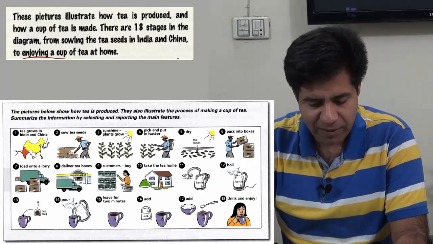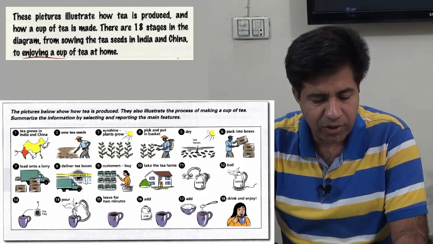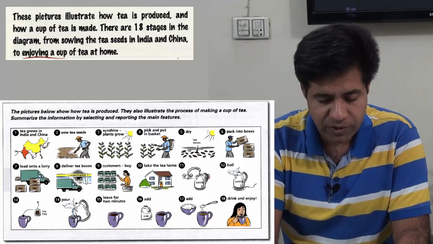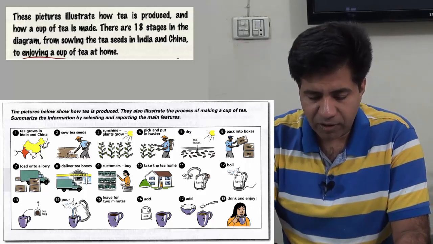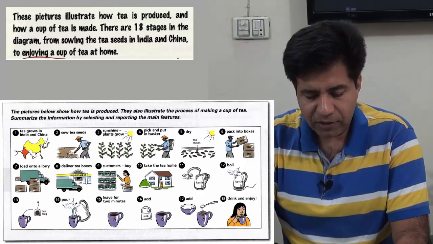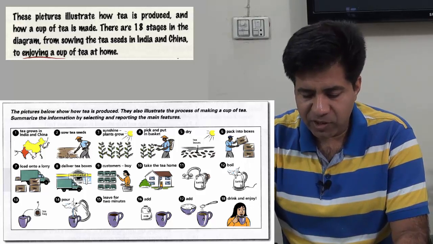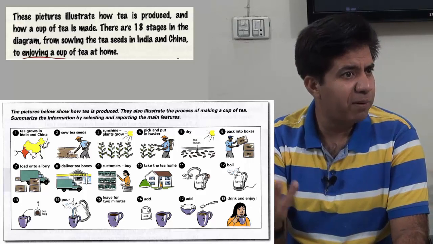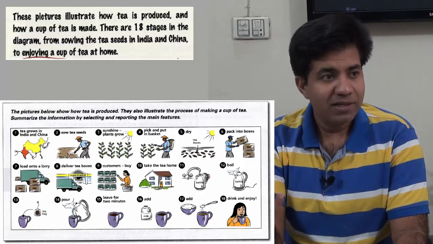Okay, after that, step number 7, load onto a lorry. Lorry is basically a truck that takes all the goods and all that. Deliver tea boxes. Again, supermarket, customers buy. Then customers take the tea home. You buy Lipton, what else do we have? Tapal, Supreme, these types of tea.